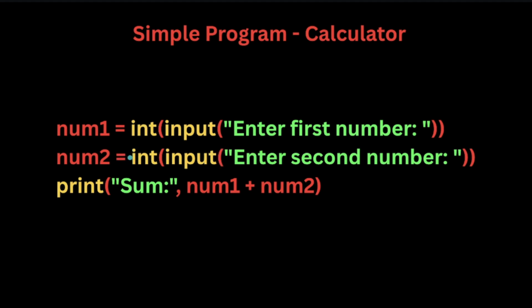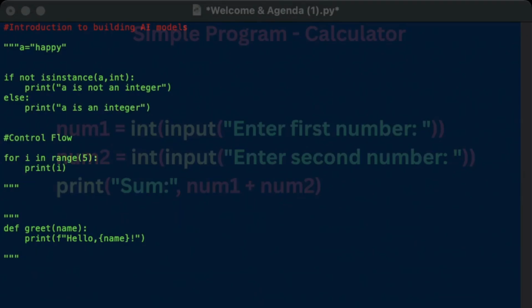Now, what's happening here? Python is being asked to print sum. This string right here, this word, will be printed with a colon, comma, whatever is in num1 plus whatever is in num2. Simple calculator. Now let's just build this out. As simple as it is, let's build this out so you can better understand how this works. So take me to the interpreter.